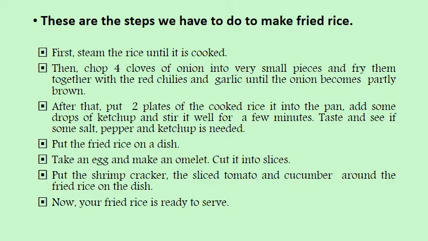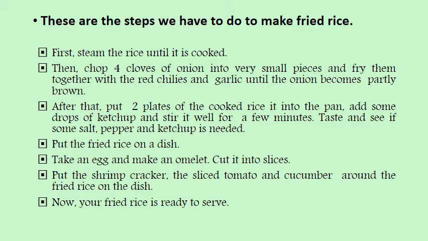Alright, students? These are the steps we have to do to make fried rice. First, steam the rice until it is cooked. Then, chop 4 cloves of onion into very small pieces, and fry them together with the red chilies and garlic until the onion becomes partly brown. After that, put 2 plates of the cooked rice into the pan, add some drops of ketchup and stir it well for a few minutes.